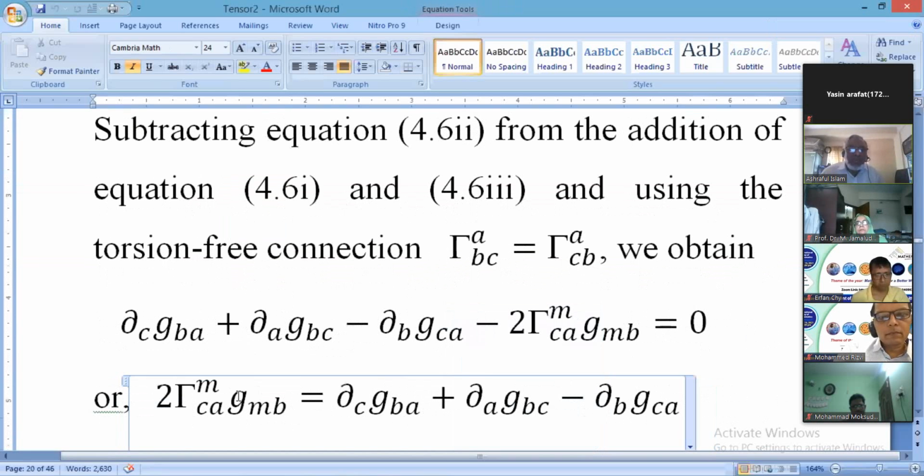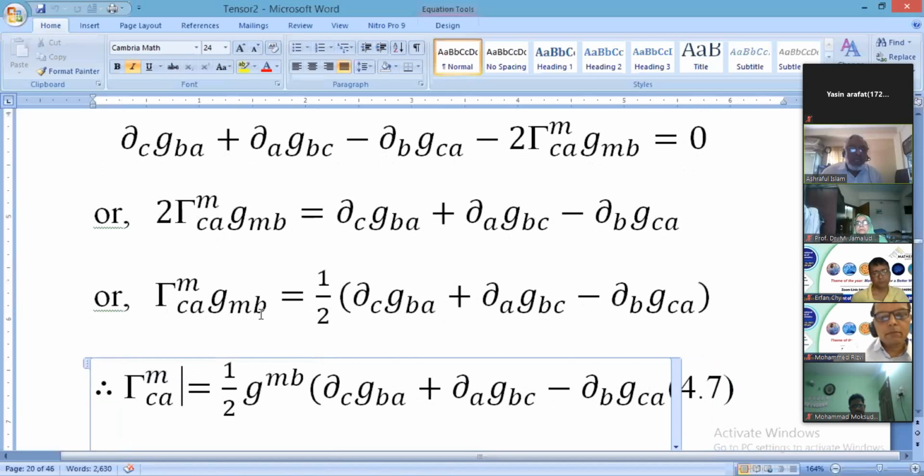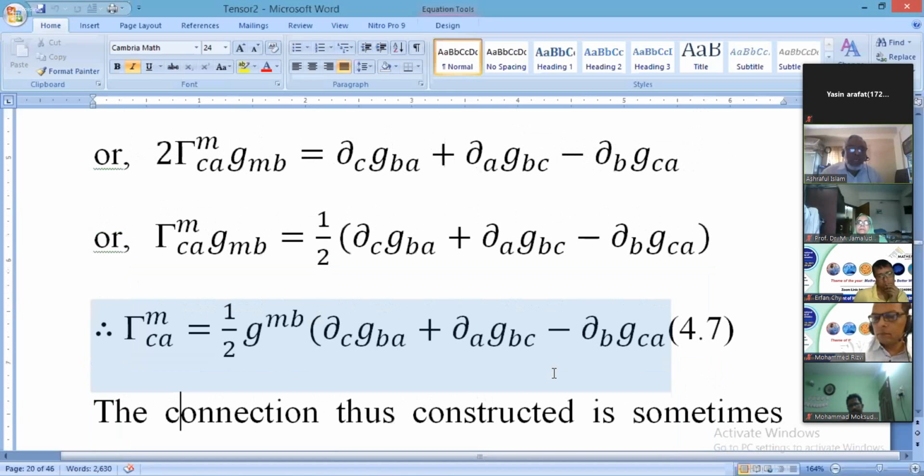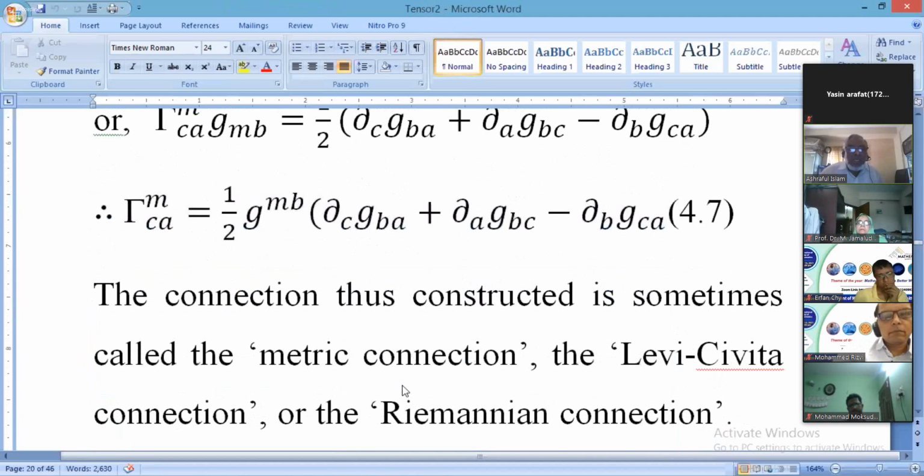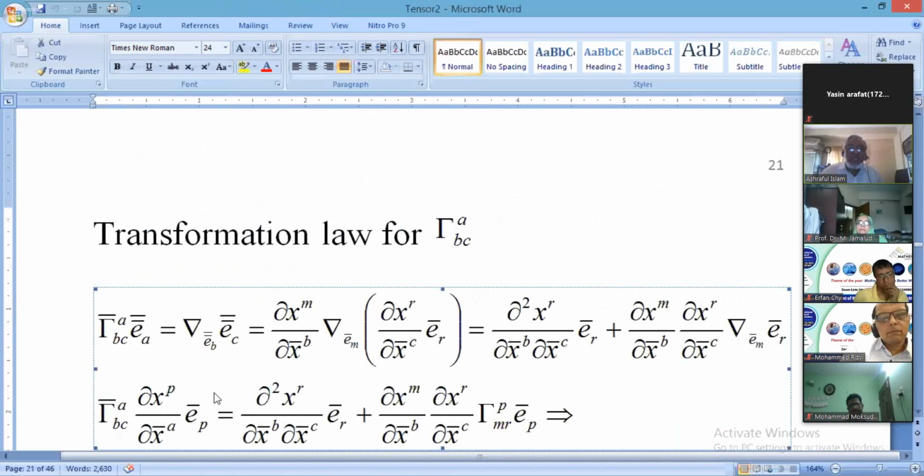This comes to this one, and that is multiplied by the contravariant metric, eliminating this one. Then this will become this one. This is the usual Levi-Civita connection in terms of the metric. Now to the transformation law of this one. This is the barred coordinate system. This is equal to this. Now this is the transformation law of this one.